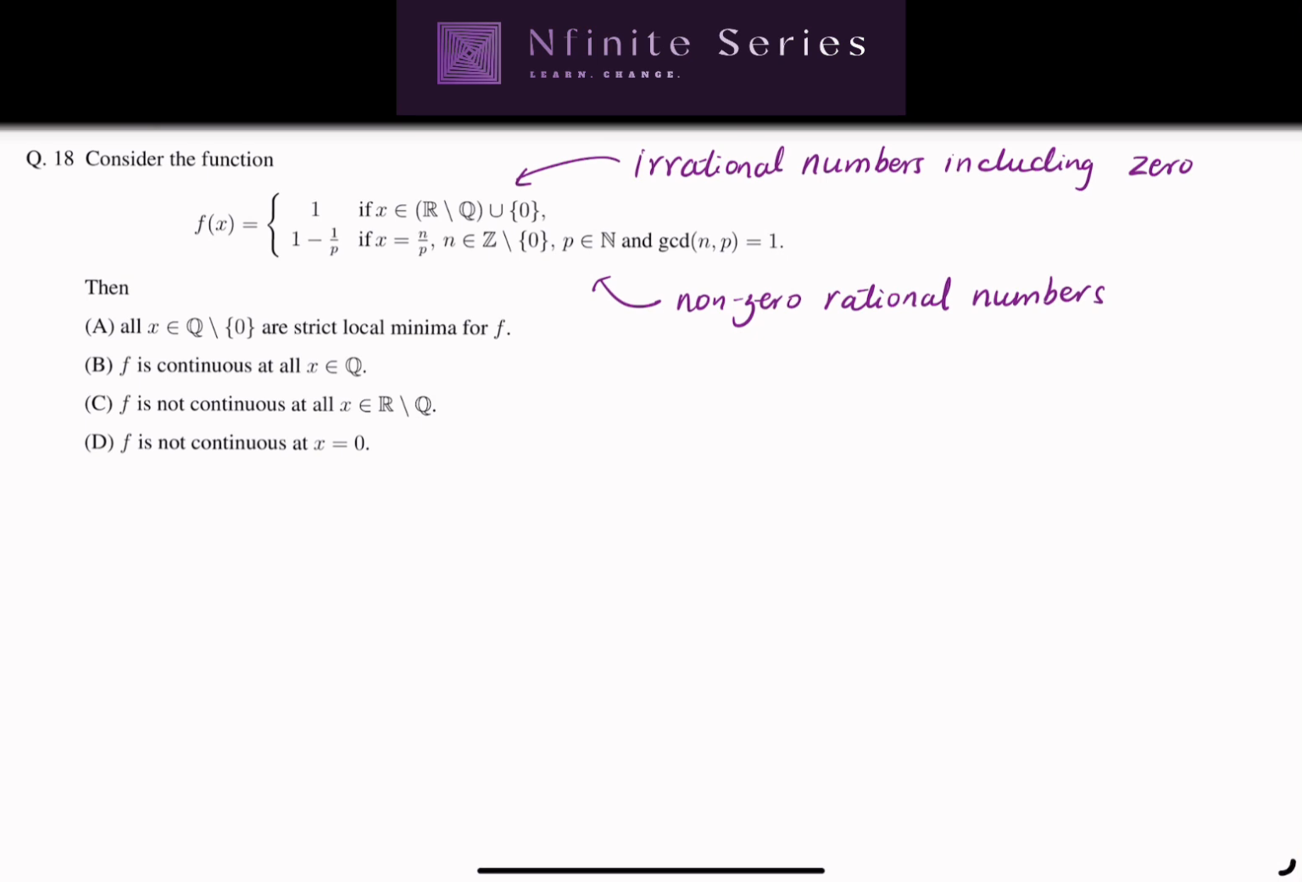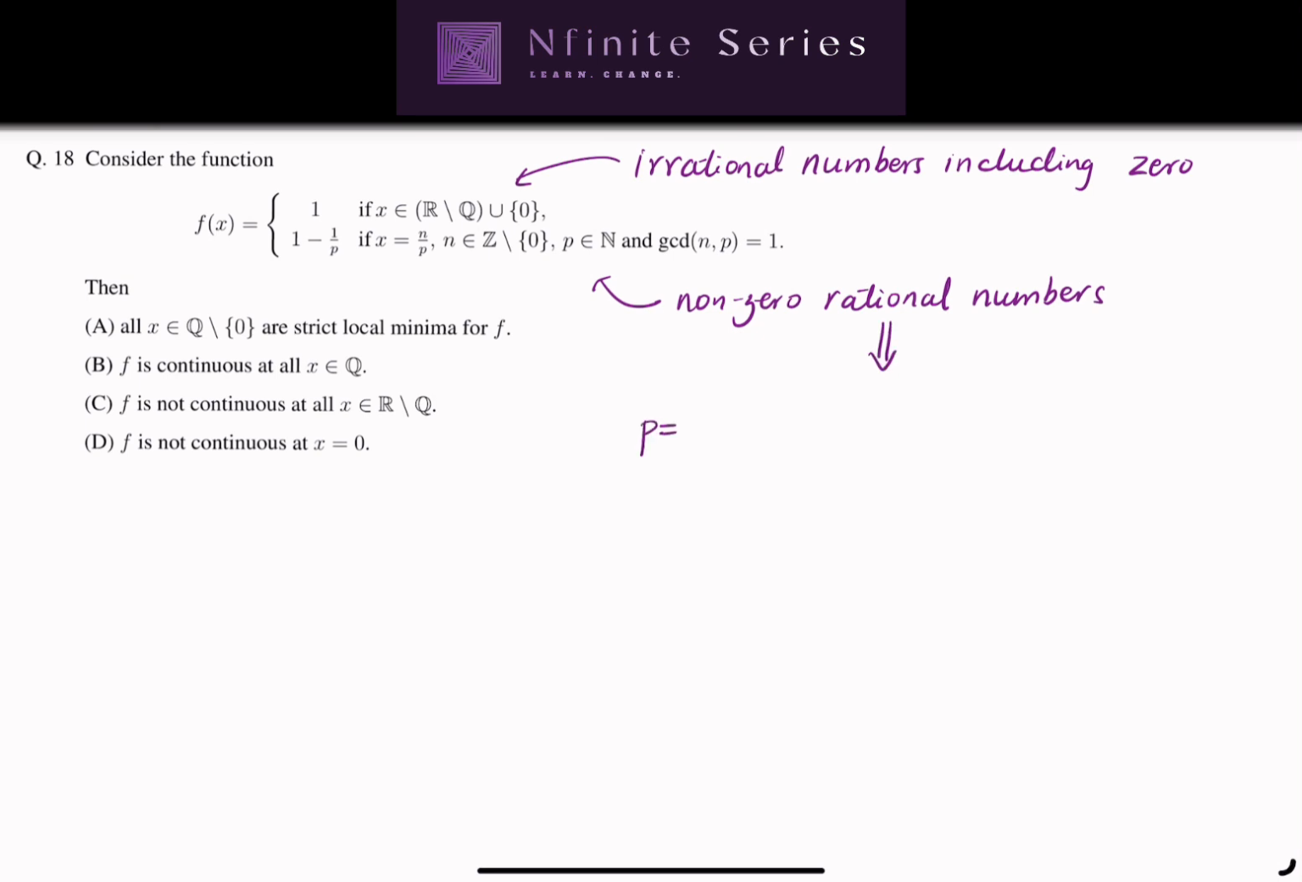So, to sum things up, the function is a constant 1 for all irrational numbers including 0, and at rational numbers it is defined as 1 minus 1 by p for this given representation of rational numbers in terms of n by p. So we see that the function has an interesting definition for non-zero rational numbers that depends on p. In order to understand the function more closely, let us examine the rational number representation in terms of p. It will be clear then how this function behaves on these numbers.